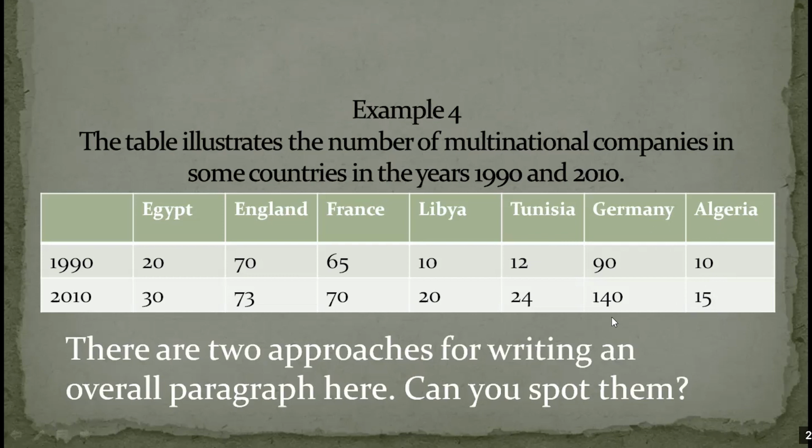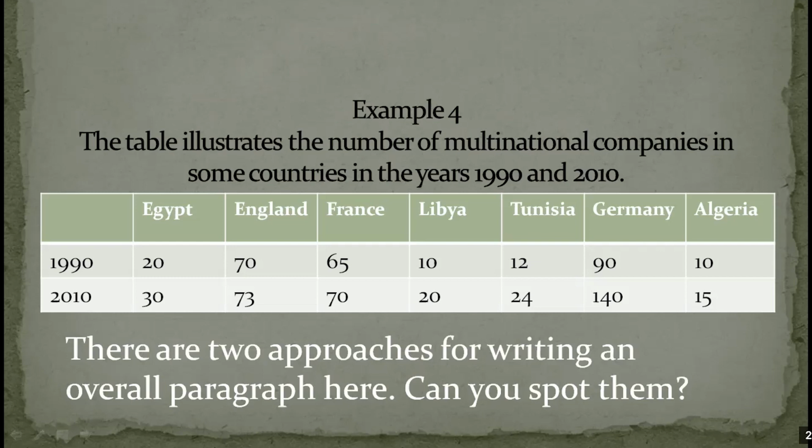Germany, definitely big. Tunisia, is it small or big? Small. It's closer to Algeria than it is to Germany. So small. Libya, small. France, big. England, big. Egypt, small. That's the first way. So you can say that the countries can be divided according to the total number of multinational companies, small and big. And you're not going to take into consideration the change over the years, right? Now, the other way is to take into consideration the change over the years.